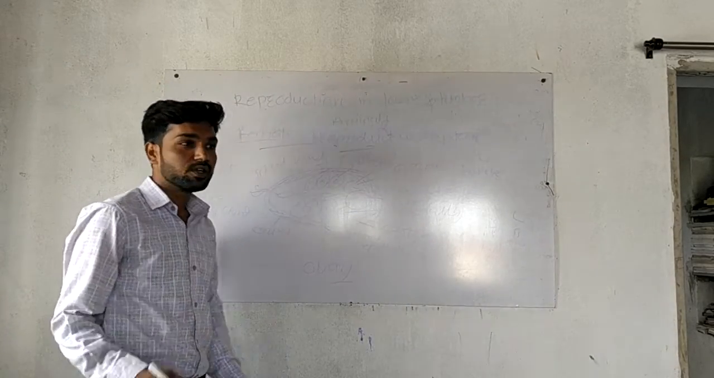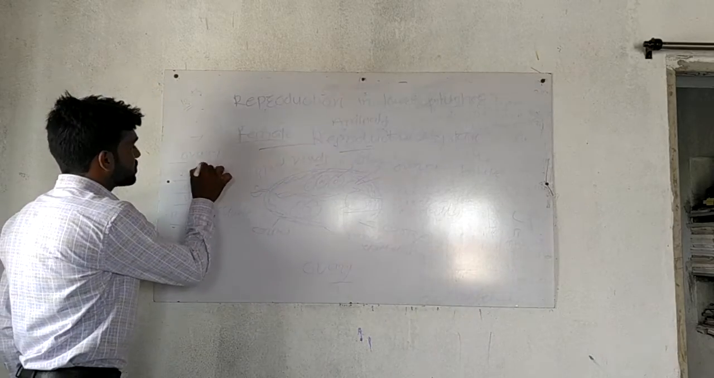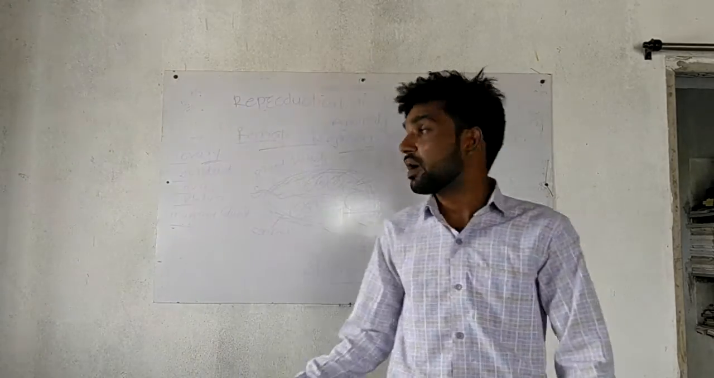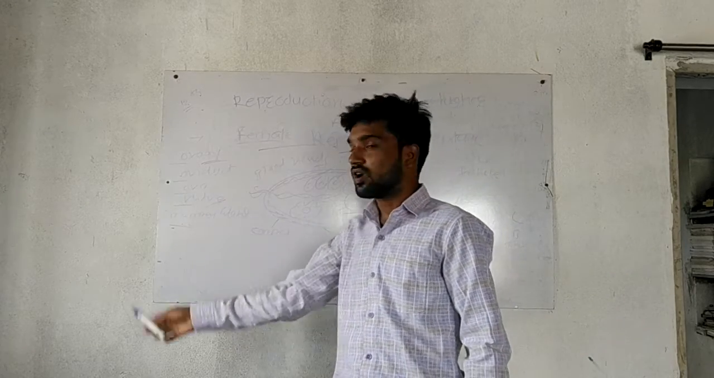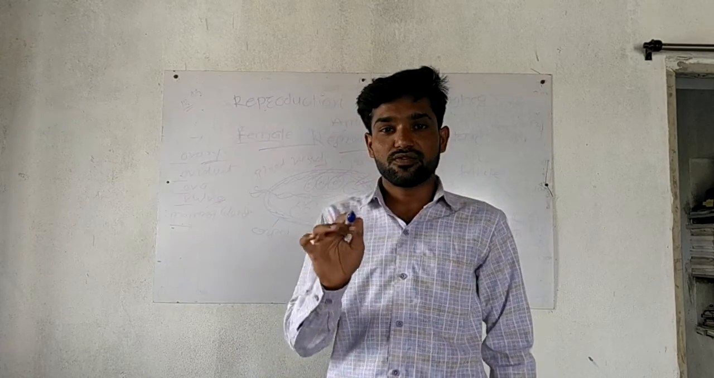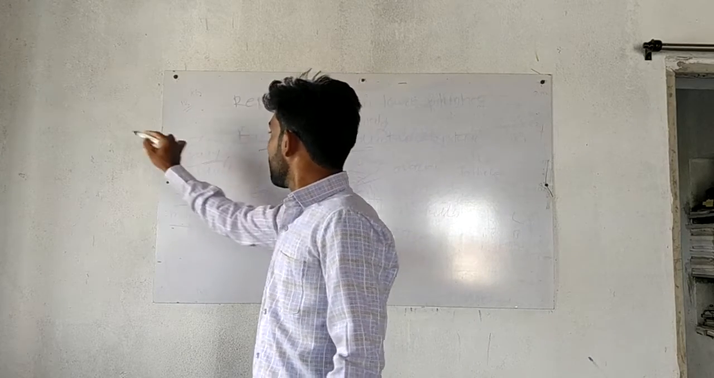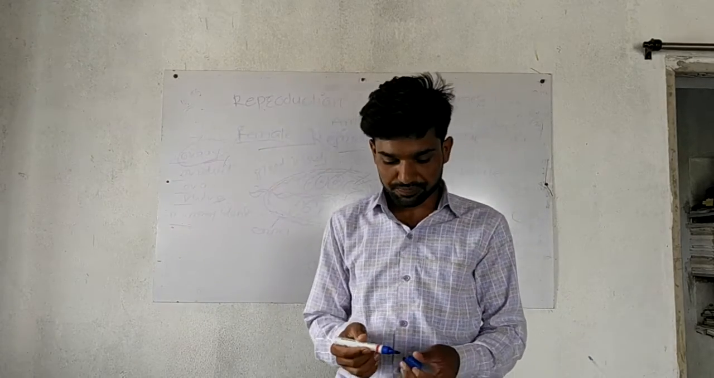Female reproductive system. What does it include? It consists of several parts: the ovary, the oviducts, the vagina, the mammary glands, and the vulva. The primary female sex organ is the ovary. This is the main part of the female reproductive system.